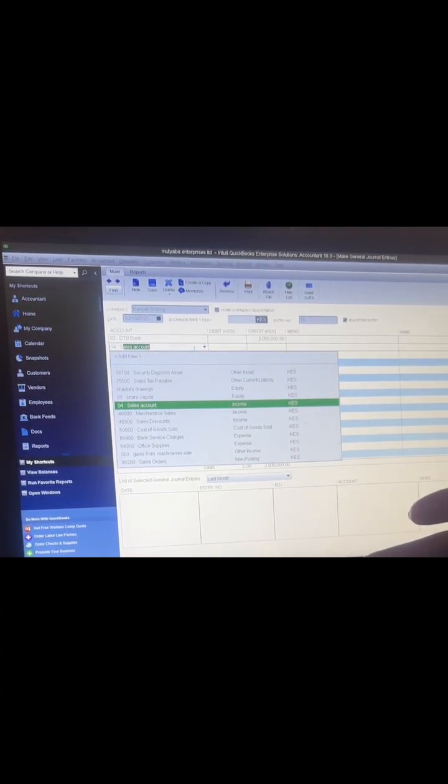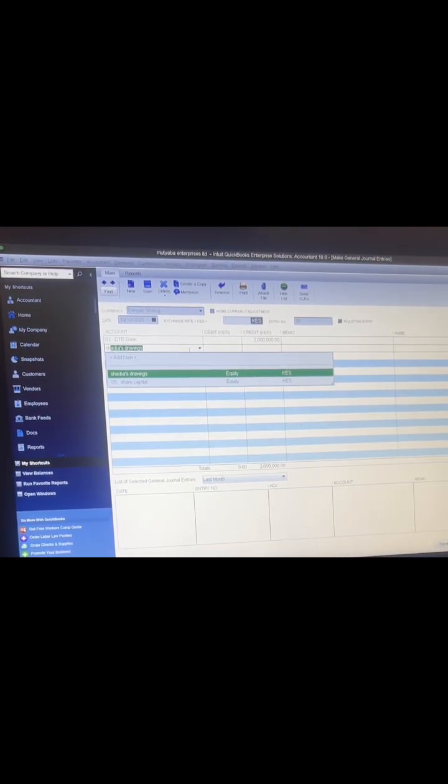So you write the 2M. And then here you write the drawings account, and that is Shadia's drawings. You also put 2M. We are debiting it because it's increasing. So here you save and close.